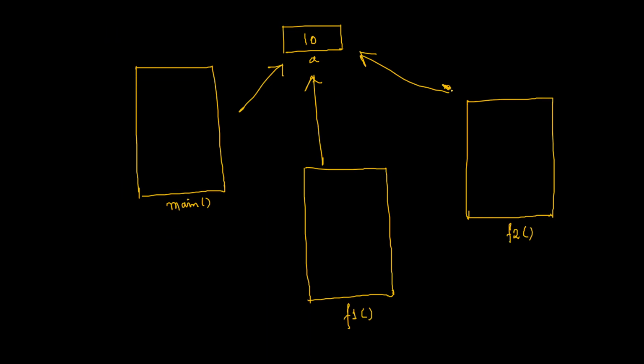Now you see, if you just write a equal to a plus 1, it becomes 11. And when it becomes 11, if you print here what is the value of a, you will print 11. And then here you can put a equal to a minus 1, it becomes 10 again. And if you print it here, then it will print 10.